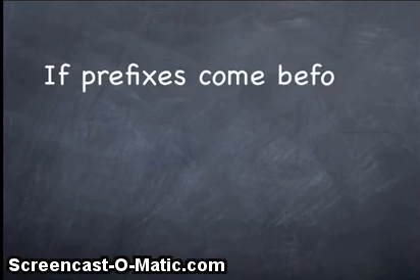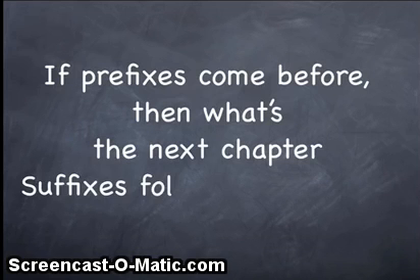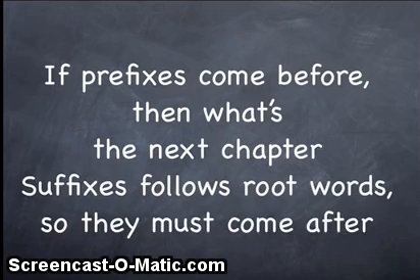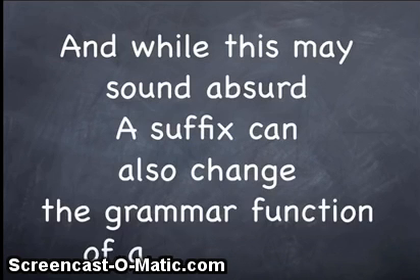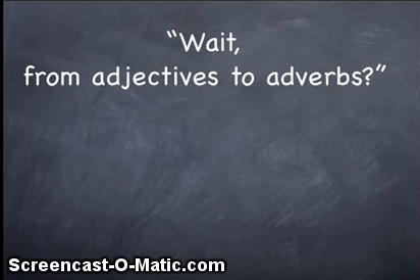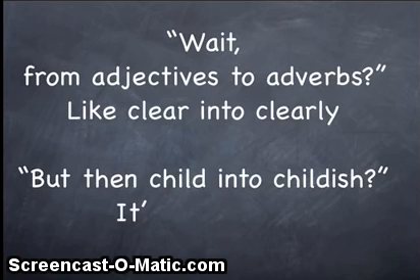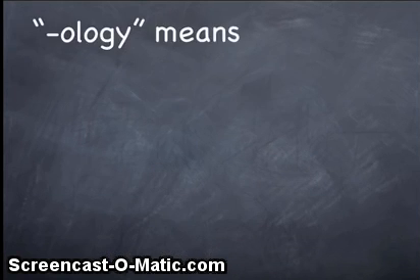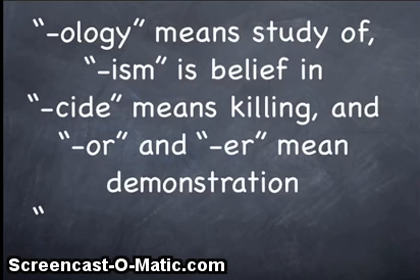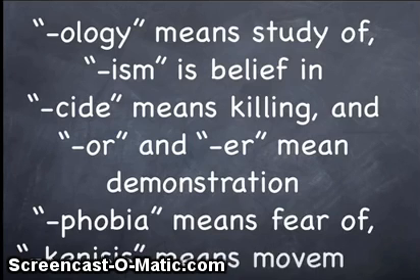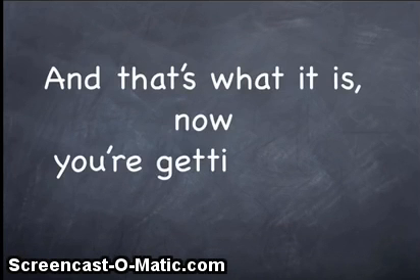If prefixes come before, then what's the next chapter? Suffixes follow root words, so they must come after. And while this may sound absurd, a suffix can also change the grammar function of a word. From adjectives to adverb, like clear into clearly. But then child into childish, it's semantics, can you hear me? Ology means study of, ism is belief in, side means killing, or means demonstration, phobia means fear of, kinesis means movement, and that's what it is, now you're getting some improvement.